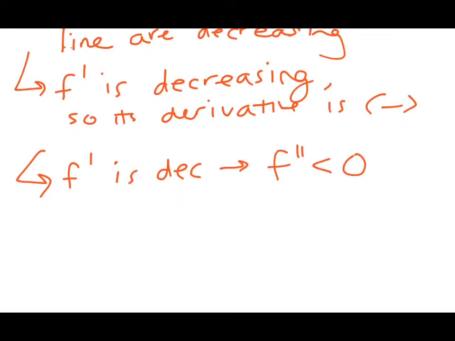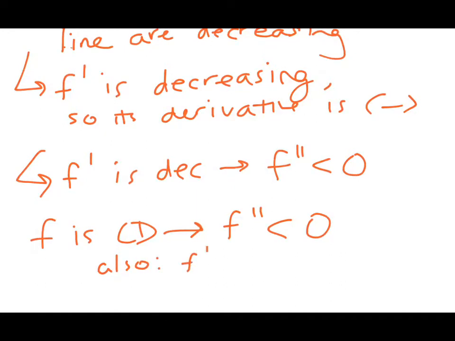All right, to sum it up, if F is concave down, the biggest implication is that the second derivative is less than 0. A secondary implication is that F prime is decreasing. If the slopes of the tangent lines are decreasing, that would lead to that concave down shape. That's the curvature that happens when the slopes of the tangent lines decrease.